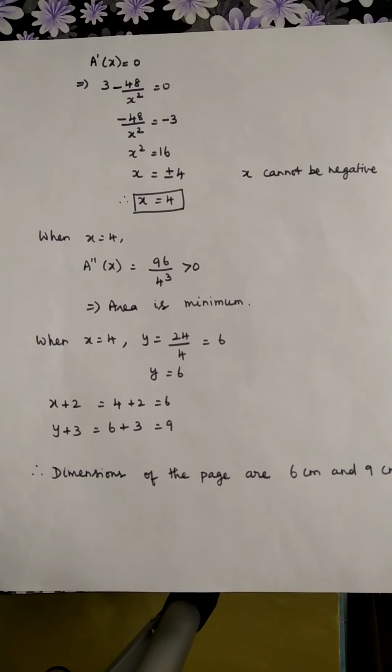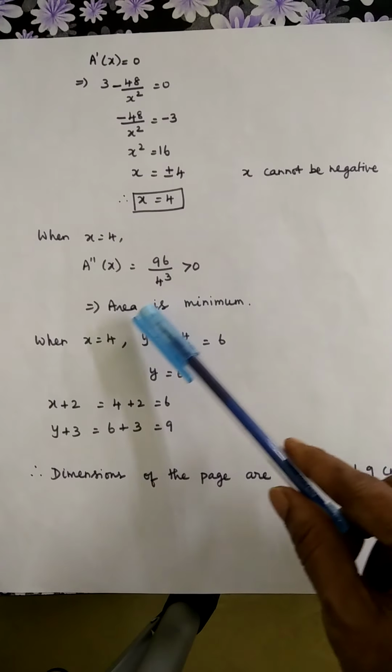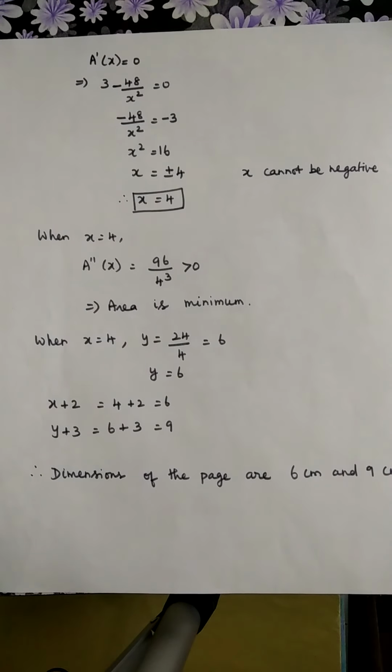Now after finding the value of x, substitute x in the second derivative. So when x equal to 4, A double dash of x equal to 96 by 4 cube. This is positive, greater than 0. Second derivative positive, so area is minimum. Now to find the dimensions, find y.